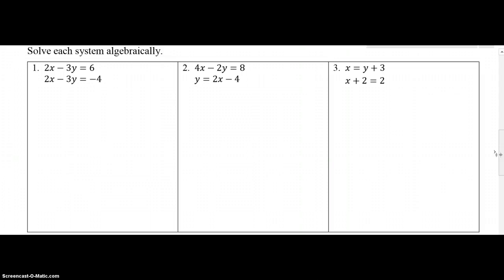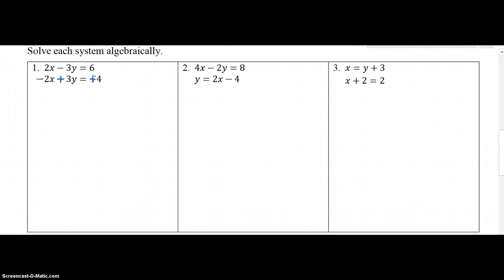Which method is number 1 set up for? Elimination, right? Because the variables are lined up and we almost have opposites, but not quite. We just need to change the sign. So it doesn't matter what equation you change the sign on. I'm just going to do the bottom one. So the positive 2x becomes negative 2x. The negative 3y becomes positive 3y. And the negative 4 becomes positive 4.